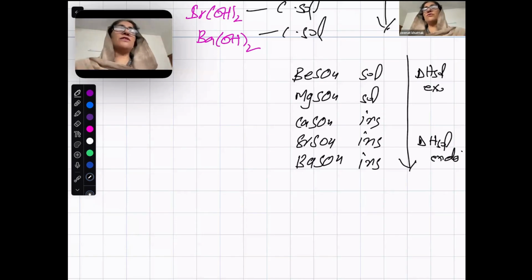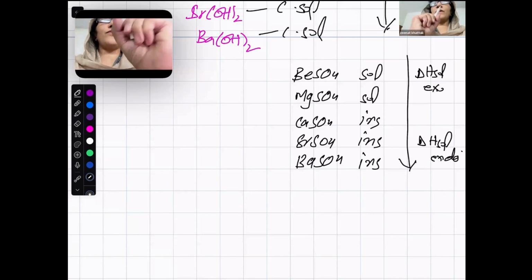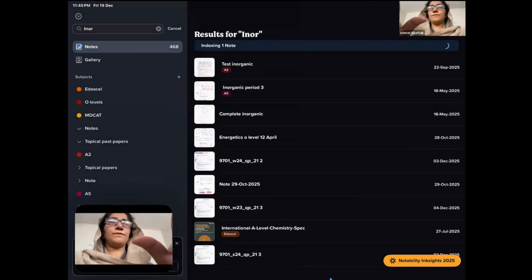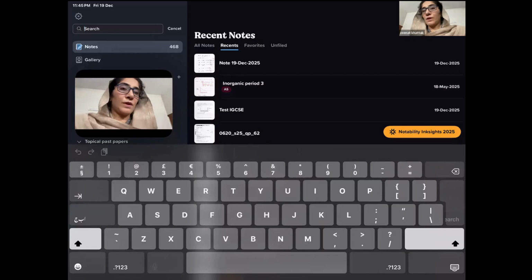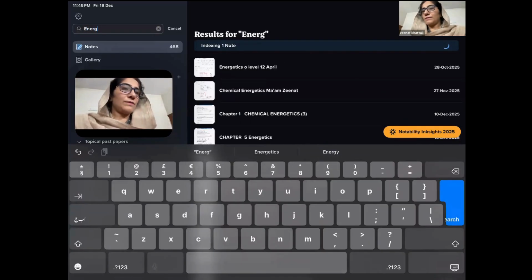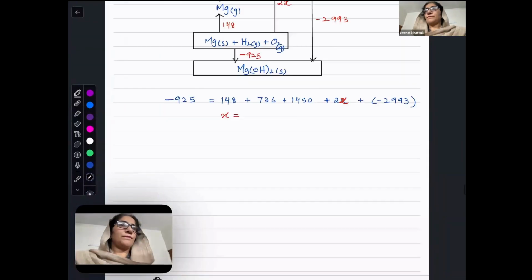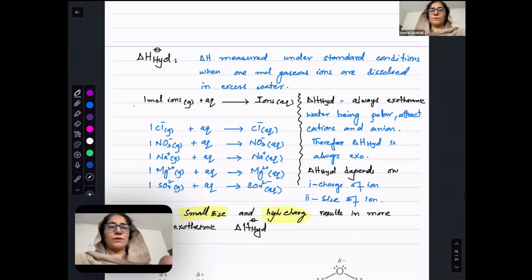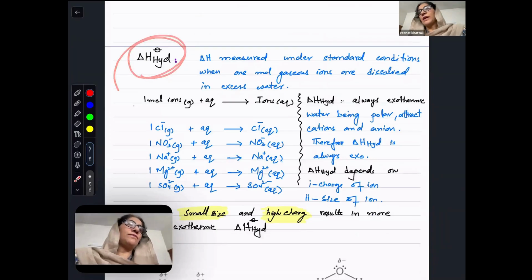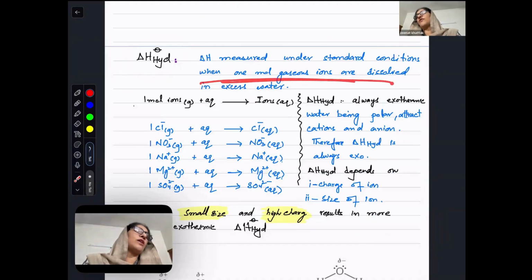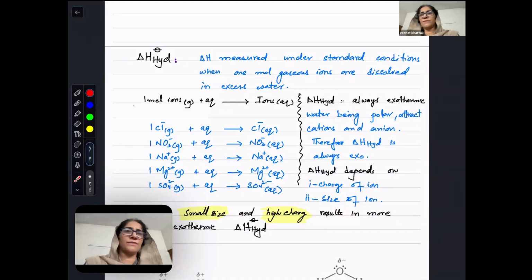Before going to calculate delta H solution, I want to show you the note so that you are familiar with it. This is energetics. Look, this is your delta H hydration. Enthalpy change measured under standard condition when 1 mole of gaseous ions are dissolved in excess water.